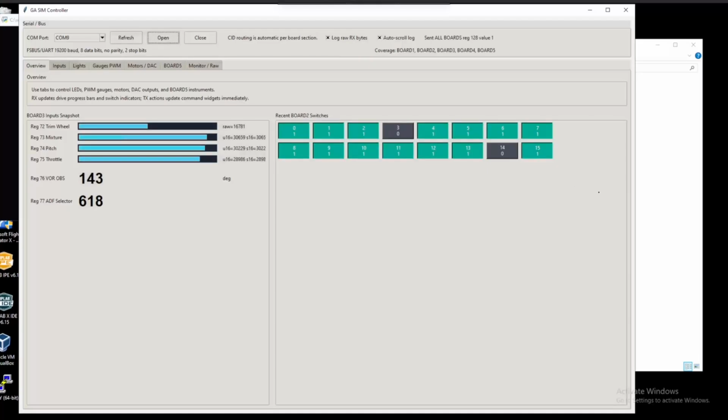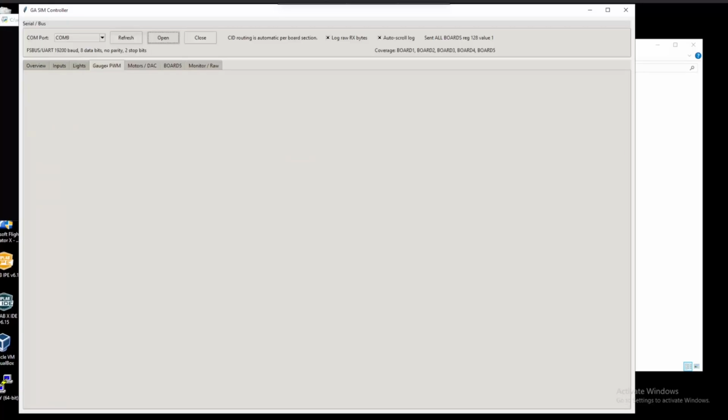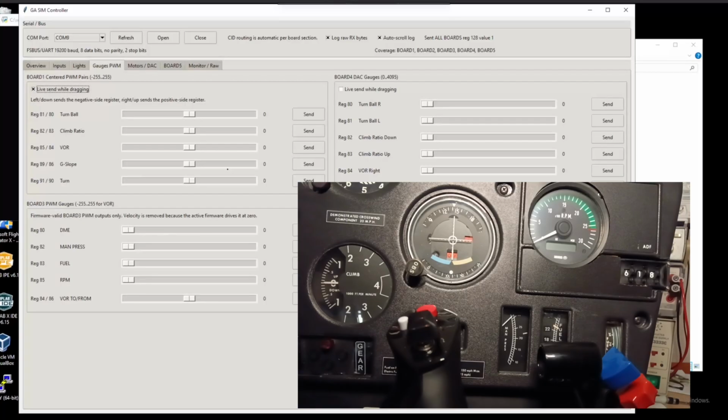So you see already here we have some activity. We have some other ADCs. These are actually the other 4 ADCs that were coded in another routine when I showed you the code. And this is the OBS that has already been read. This is the angle. So let's go to gauges PWM, select live send while dragging, and let's see how it works. If it works, the VOR, we push it to the right, and we have actually the movement to the right and then to the left.